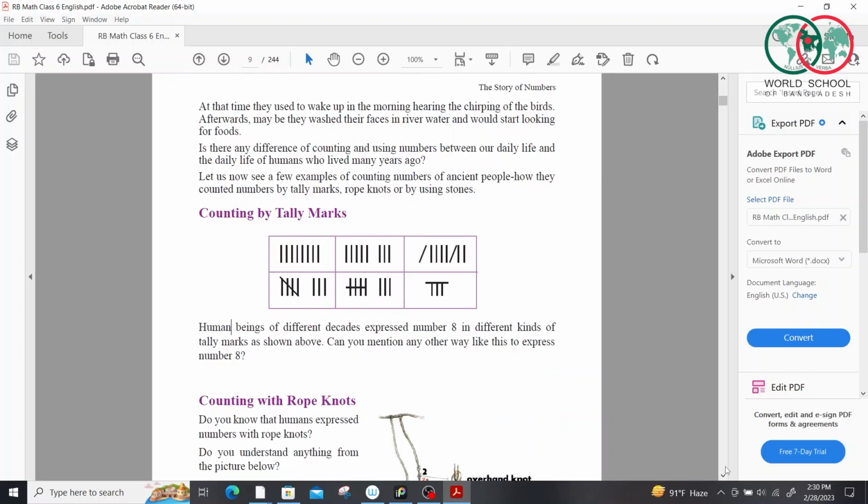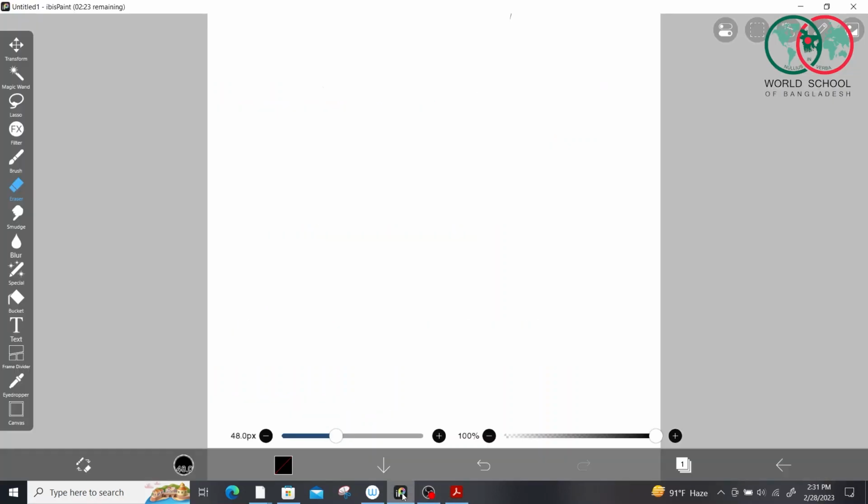So first, people used to count things using tally marks. How did tally marks work? Here we can see one line, two lines, three lines, there are many lines. One line represents one, two lines represent two, three lines represent three, and when it becomes four lines, to represent five we used to cross the four like this.